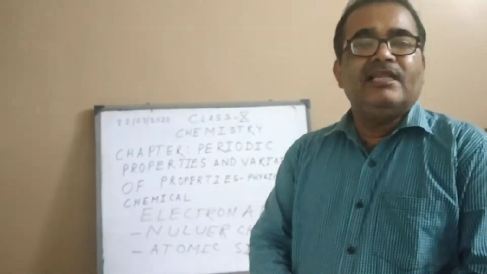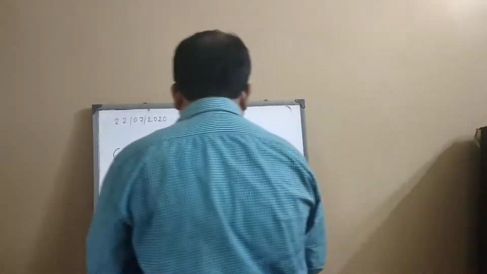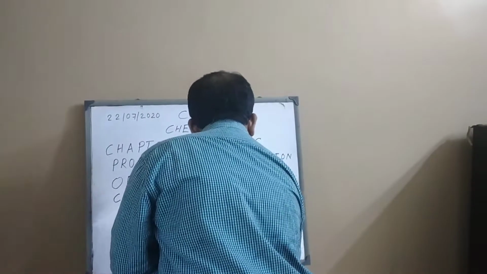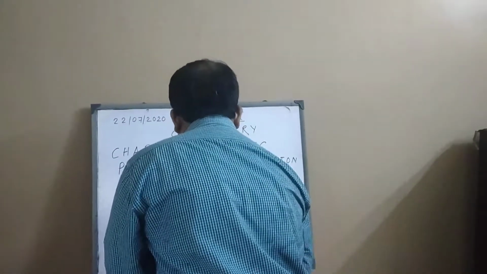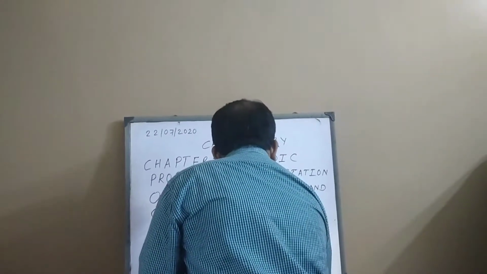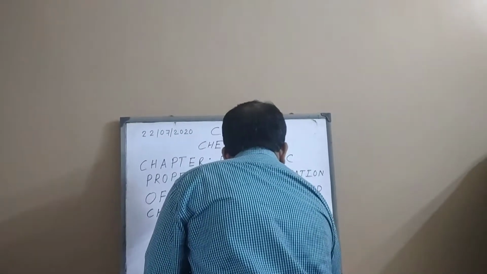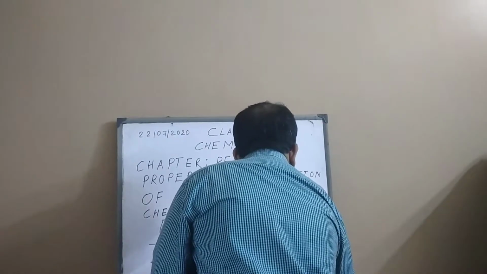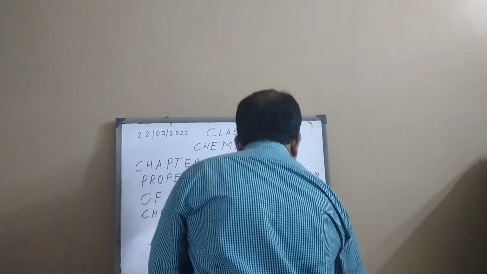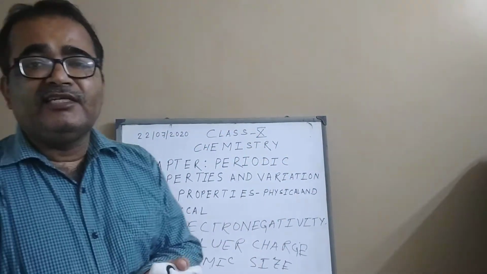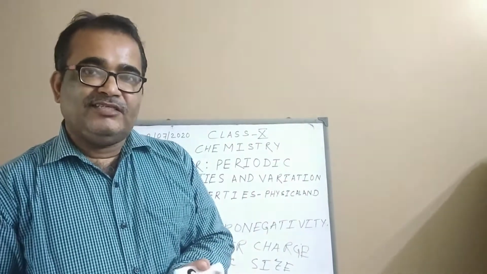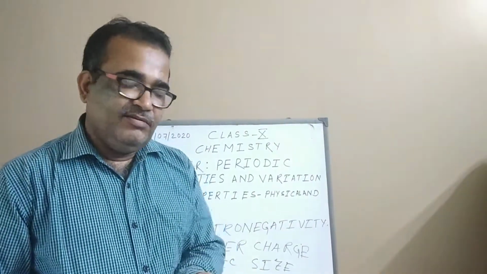Next property is electronegativity. Electronegativity is defined as the tendency of an atom to attract the bonded electron pair towards itself.